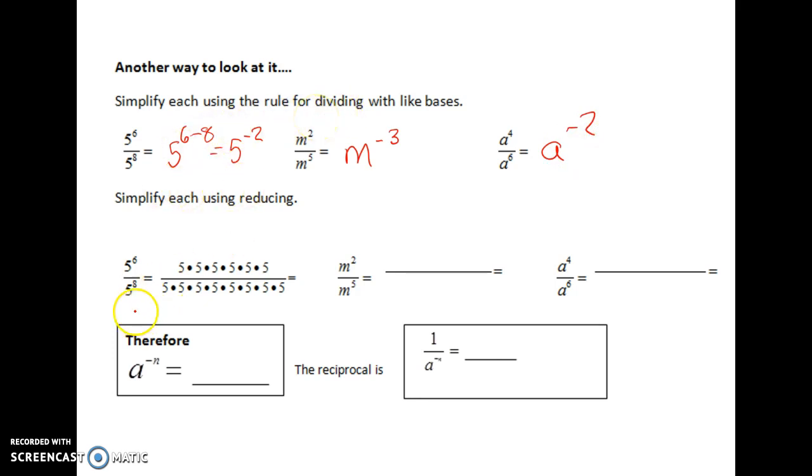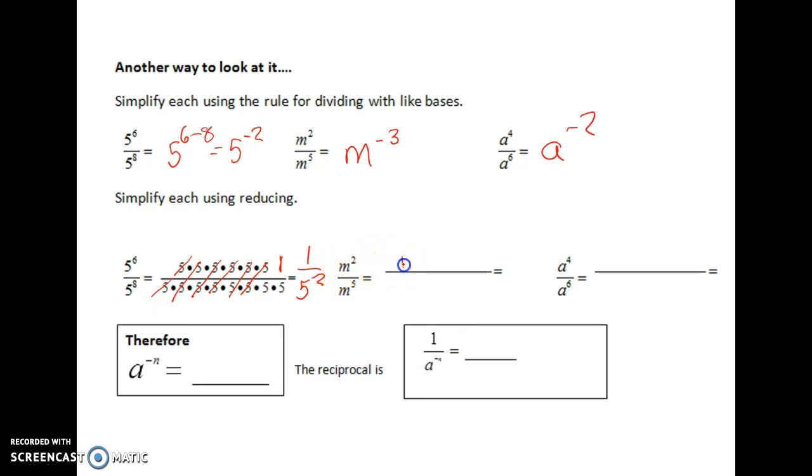If we would look at it as we write these out, these are all the 5s. These are all the 5s for this one. If we just cancel out everything that would be common, that makes a 1, that makes a 1, that makes a 1, that makes a 1. There's a 1, and there's a 1. We're left with 1 on the numerator and 5 times 5 in the denominator. That's the same as 1 over 5 squared, which would be the same result as this. We would work that out. That would be 1 over 25.